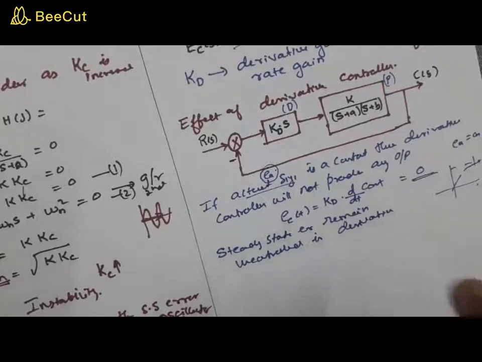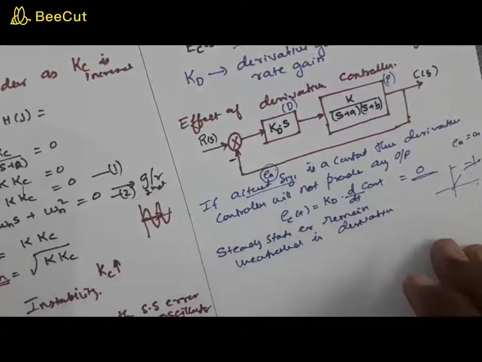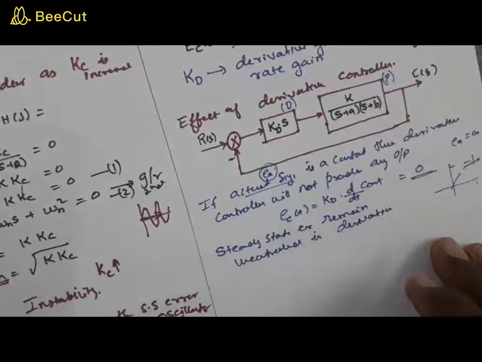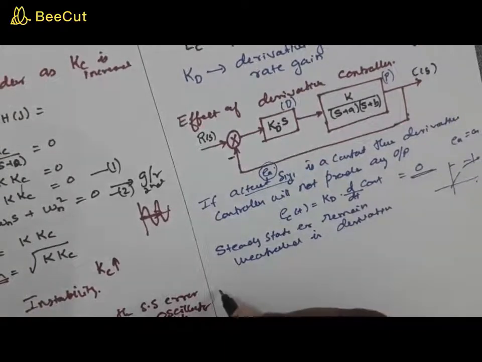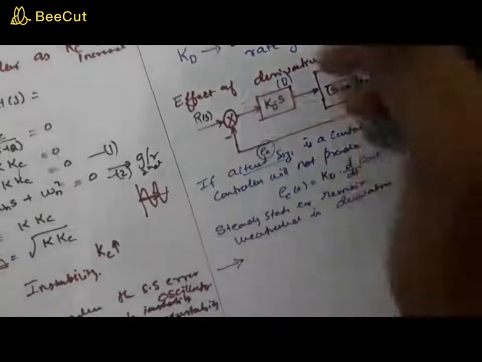comes into play if there is a change. Or in other words, it always checks the rate of change. If there is no change, then the controller produces no output. So what I want to convey is this derivative controller.